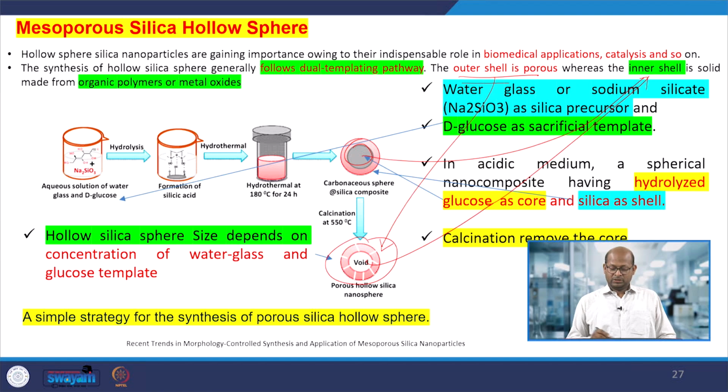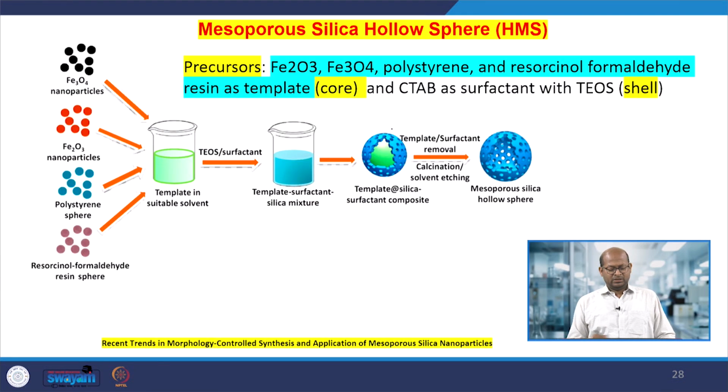Okay, so here are the precursors that were used. D-glucose was used as a template material, and sodium silicate was used as the silica precursor. Once this glucose remains inside the cores, we can heat it in the presence of air or oxygen at high temperature, and it will be removed. Then porous hollow sphere silica, a highly porous material, forms. Similarly, this method is also similar. Here are the hollow spheres that we have prepared.